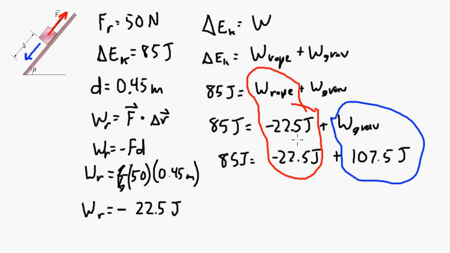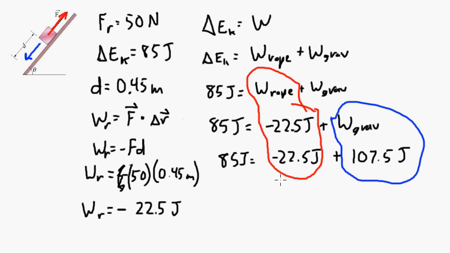So here's the situation. The rope did negative 22.5 joules of work, or you could say it took away 22.5 joules of kinetic energy. That's really what it is. The rope is taking away kinetic energy the block would have. So how much kinetic energy did the rope take away? 22.5 joules. Well, if there had been no rope, then how much more kinetic energy would it have? Oh, 22.5 joules.